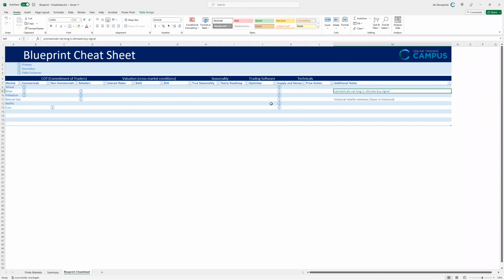So for example, on silver, if the commercials go net long, it's the ultimate buy signal, right? And so on natural gas, we said historical retailer extremes, 5-year or historical, usually is a good time to sell. And so for each of the markets that we trade, as we look at them in detail, we'll find some unique ways of analyzing them.